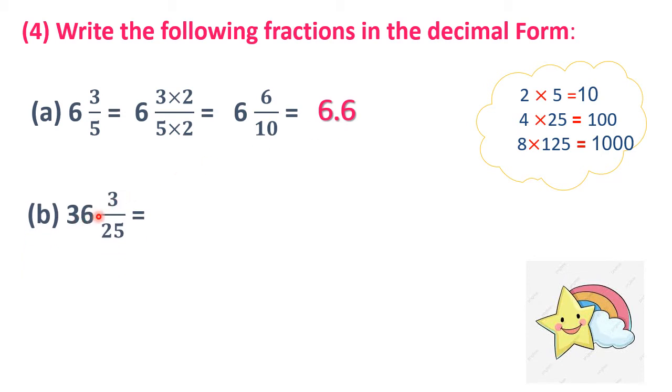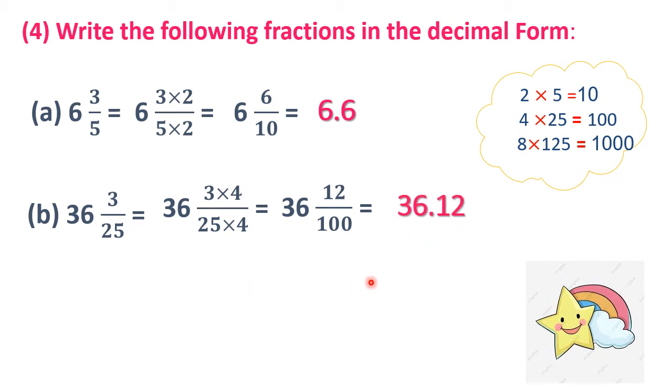B. 36 and 3 over 25. 25, I want to convert to 10, 100, 1000, 10,000. How? 25's friend is 4. Put 36 and 25 times 4, and times 4 in the numerator. 25 times 4, we know from friends, is 100. 3 times 4 equals 12. Convert to decimal: put 36 in the whole number and put 12 after two decimal places. C. 18 and 2 over 125, must be 10, 100, 1000, 10,000, and so on.